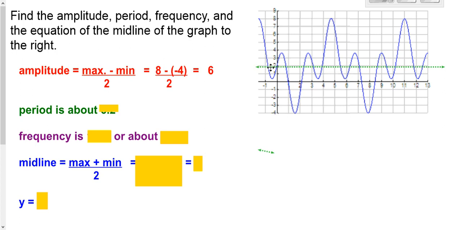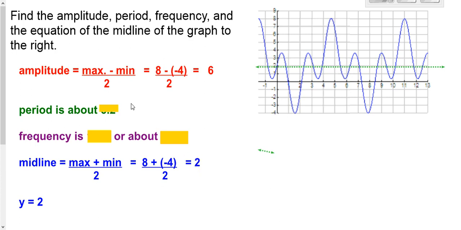By the way, this line that's cutting it in half is actually the equation of your midline. That's y equals 2. Well, how do you find that midline? You can go the maximum plus the minimum, because it's the average. So max plus the min divided by 2, and we get that 2.